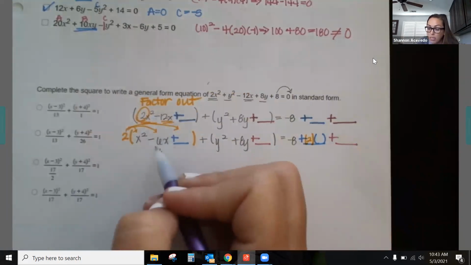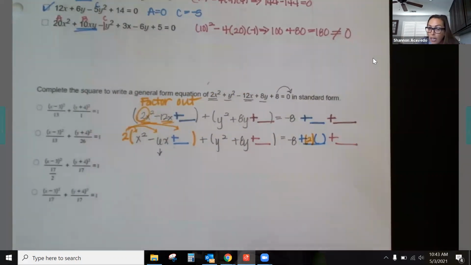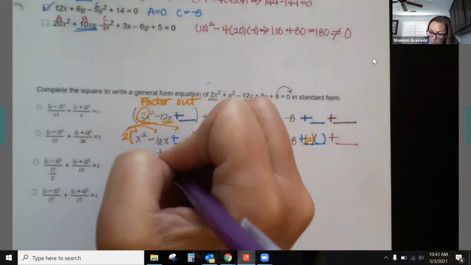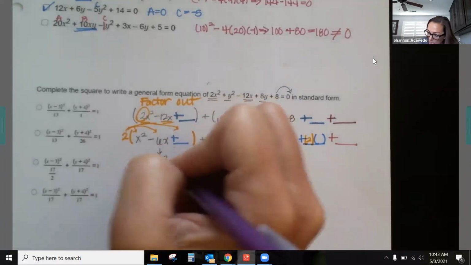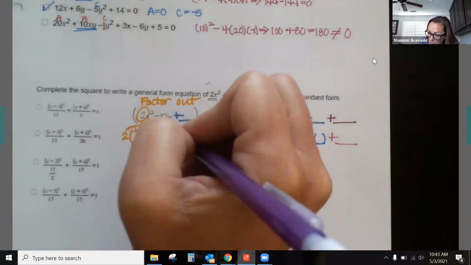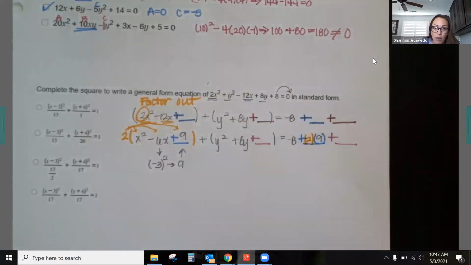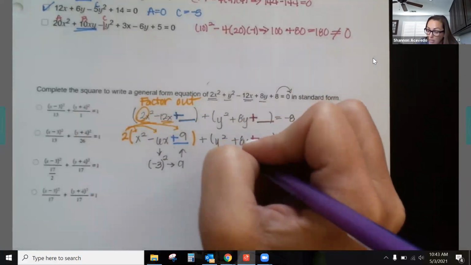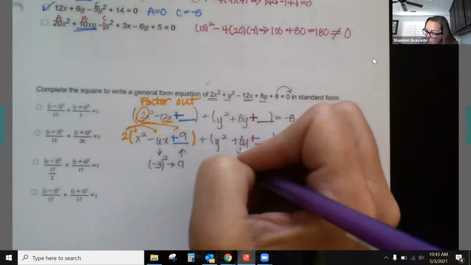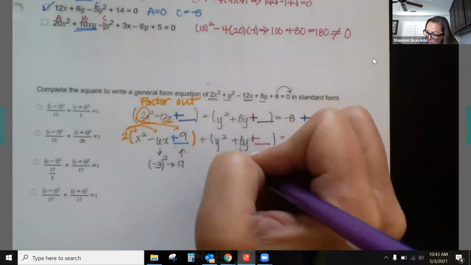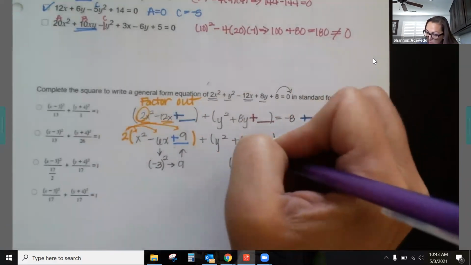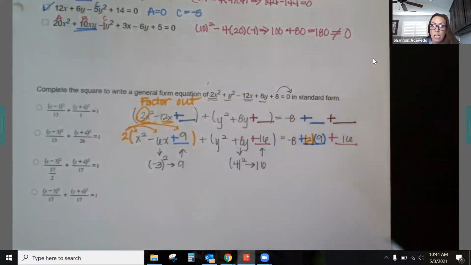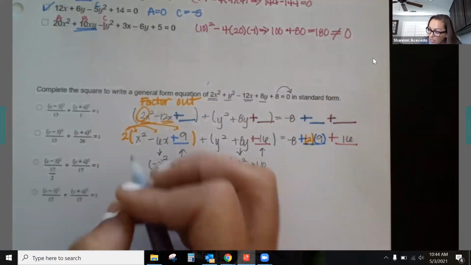So I take whatever number's here, it's a negative 6. I cut it in half. So negative 6 divided by 2 is negative 3. 3 squared is 9. So that's the value I'm going to plug in here, which means that's the value that goes here. Very similarly, I look at what this number is. It's a positive 8. I cut it in half, so it's 4. I square it, gives me 16, so that's the number I put in for my blank, which means that's the number that goes there.